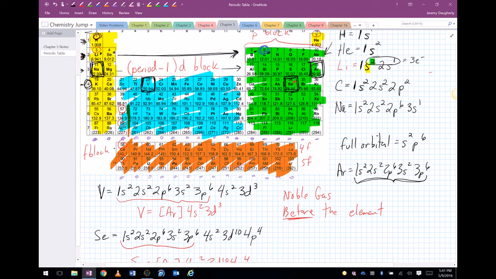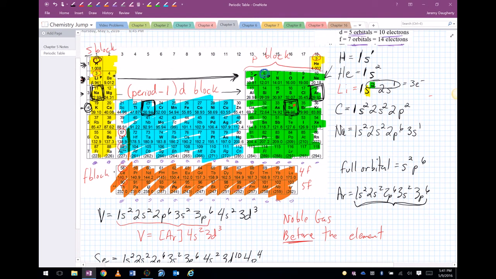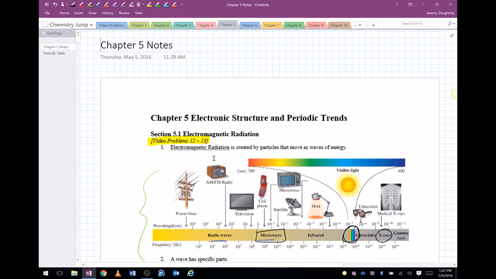Okay, so look at something like sodium. So sodium's right over here. Right? What's the noble gas before it? The noble gas before sodium is neon. Right? So this 1s2, 2s2, 2p6, that becomes neon 3s1. Okay? So again, electron configuration, very important. Practice it as much as you can. Let's go back to the notes.